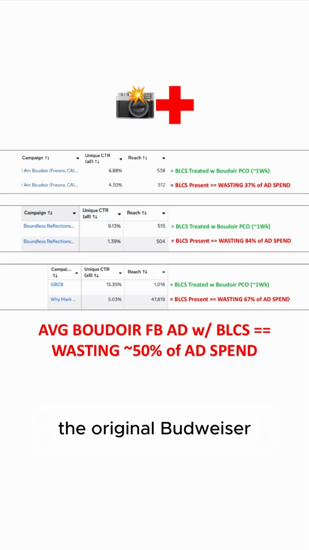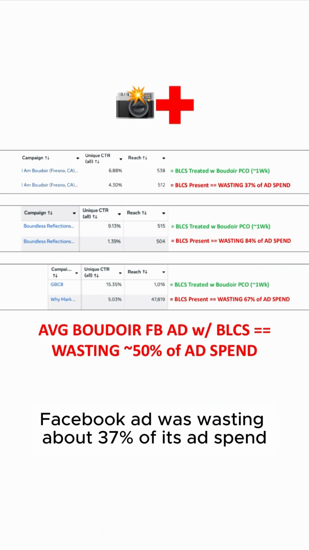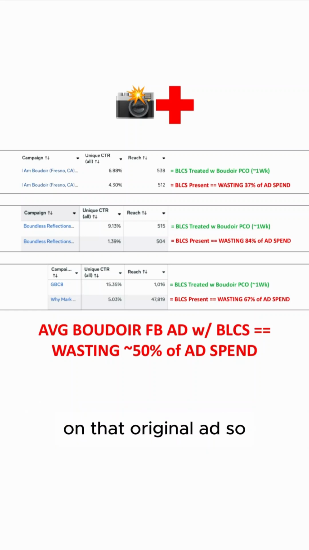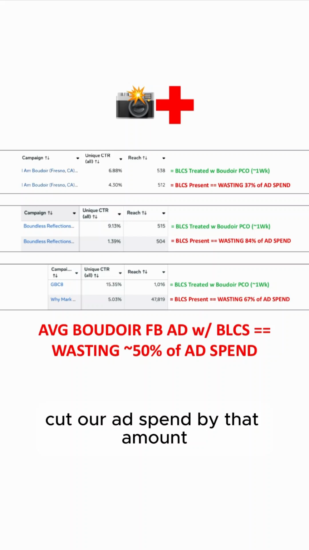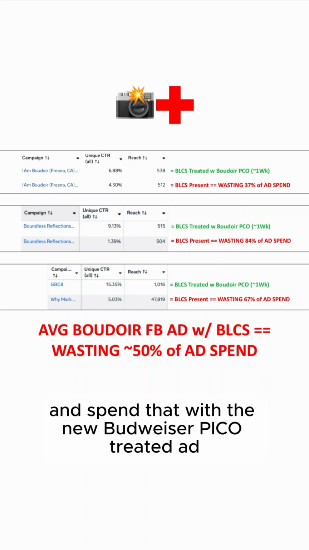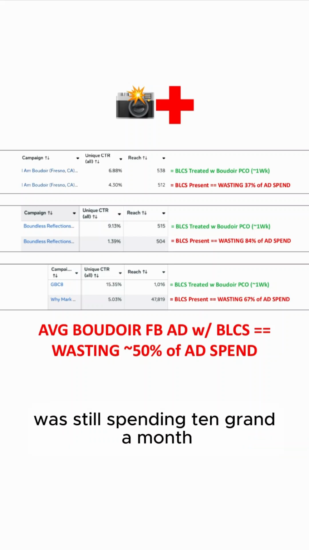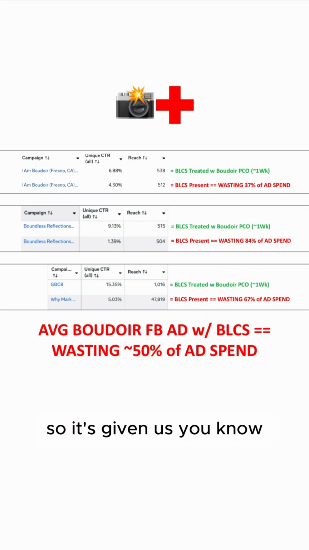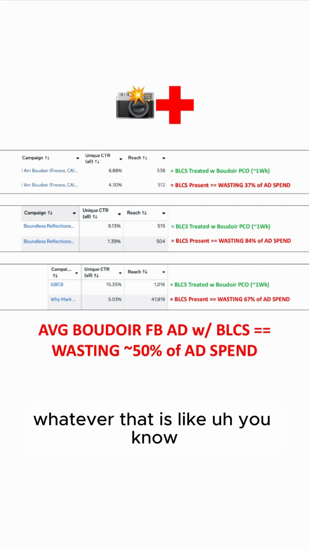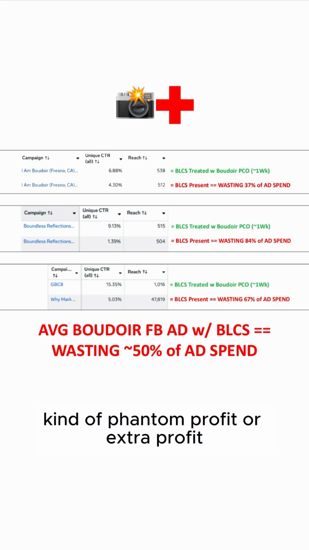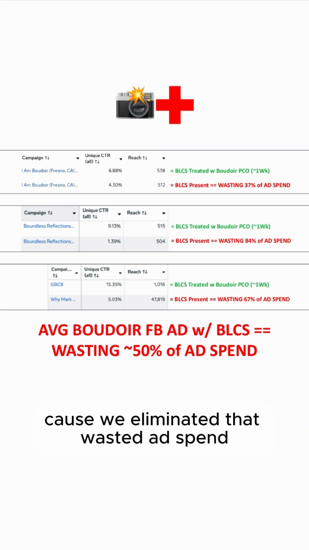So we found out the original Boudoir Facebook ad was wasting about 37% of its ad spend. If they're spending 10 grand a month on Boudoir Facebook ads, basically 3,700 bucks a month was being wasted on that original ad. So what we can do is cut our ad spend by that amount, pocket it, only spend 6,300 bucks a month, and spend that with the new Boudoir Pico treated ad, and we're able to get our ad into the same number of women's brains as if the original was still spending 10 grand a month. So it's given us 3,700 bucks a month times 12, whatever that is, like 40 grand a year in kind of phantom profit, or extra profit, because we eliminated that wasted ad spend.